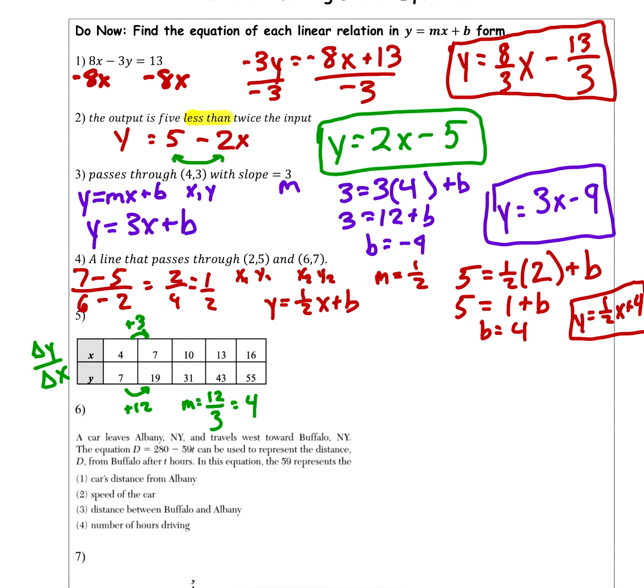So now I know y equals 4x plus b. I need to find the b, so I need to plug in a point. I'm going to plug in that first point, 4, 7. So 7 is the y, this 4 is the slope, and this 4 is the x coordinate, plus b. You get 7 equals 16 plus b. Your b is -9. So the equation would be y equals 4x minus 9.